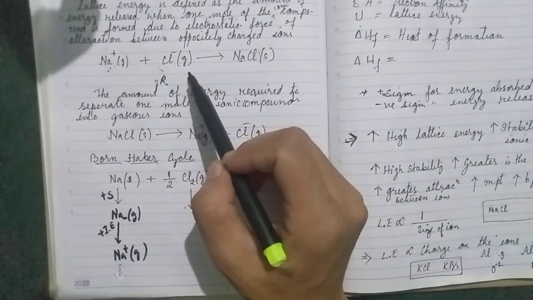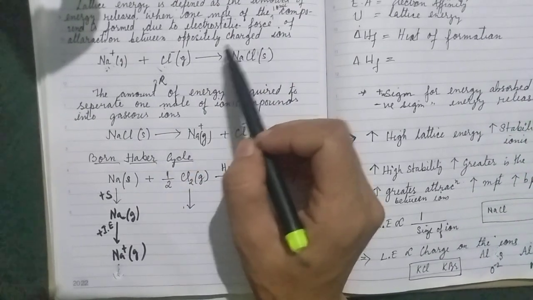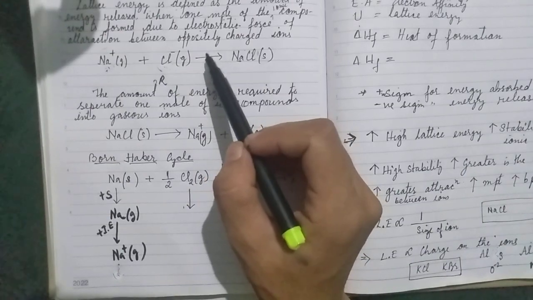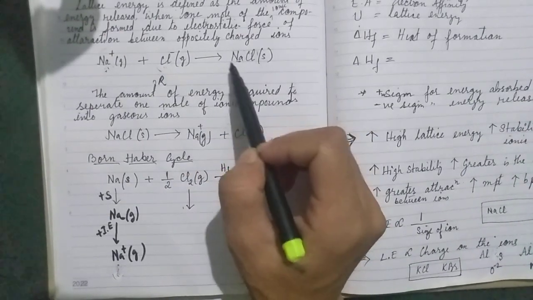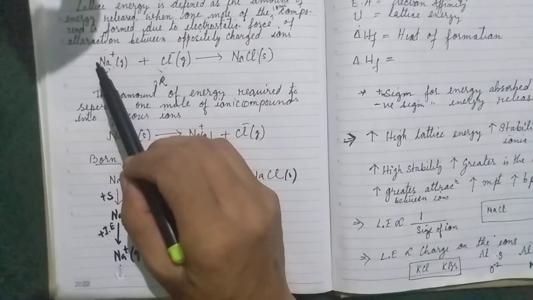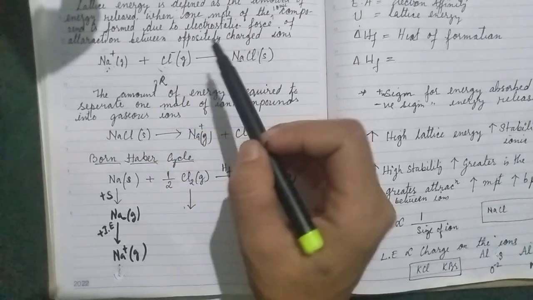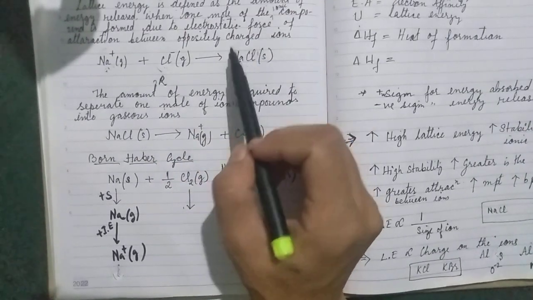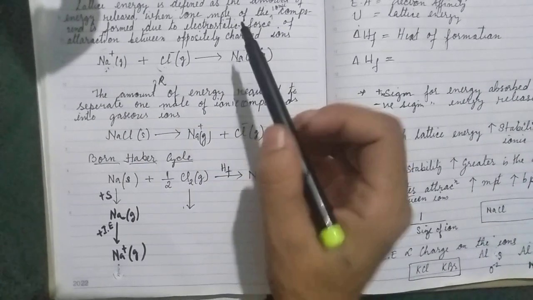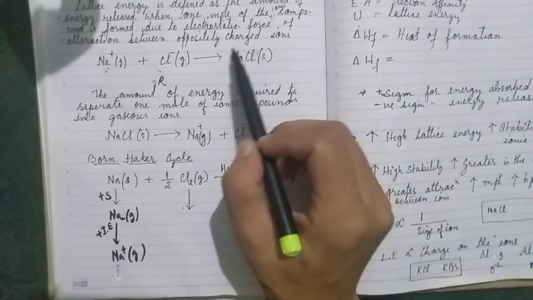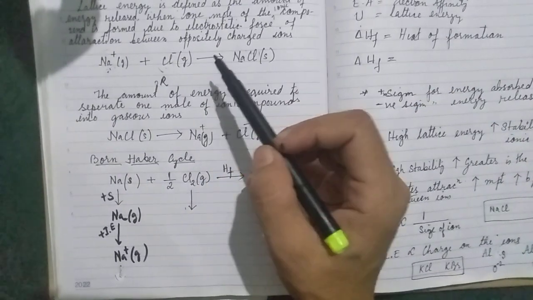So what is lattice energy? Lattice energy is defined as the amount of energy released when 1 mole of an ionic compound is formed from its constituent oppositely charged particles. Some amount of energy will be released because the compound has less energy than the separate ions, and that is why it forms a compound. That energy released is called the lattice energy.